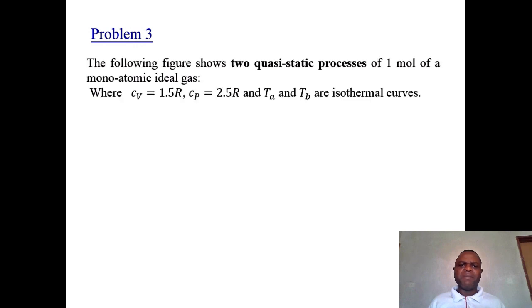Then let's go to the third and final question, problem number 3. The following figure shows two quasi-static processes of 1 mole of a monoatomic ideal gas. So we're dealing with 1 mole of monoatomic ideal gas, where Cv, the specific heat capacity at constant volume, is equal to 1.5 R, Cp is equal to 2.5 R, and Ta and Tb are isothermal curves.